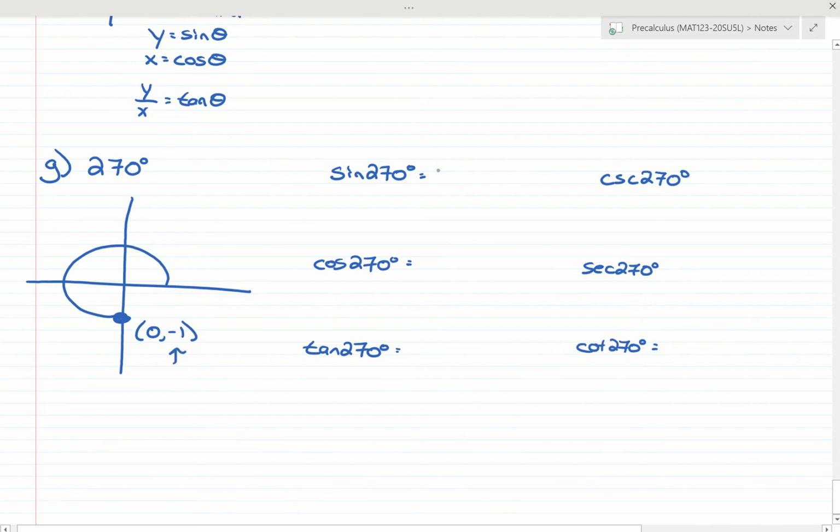Okay, sine is the y value, so the y value of this point is negative 1. The reciprocal, of course, would be 1 over negative 1, which is still negative 1. The cosine would be the x value, which is 0. You can make it 0 over 1 if you want, so when you go to take the reciprocal, it's 1 over 0 or undefined.